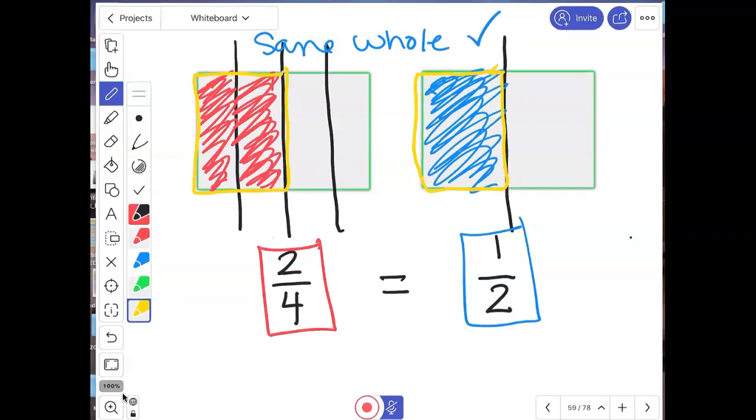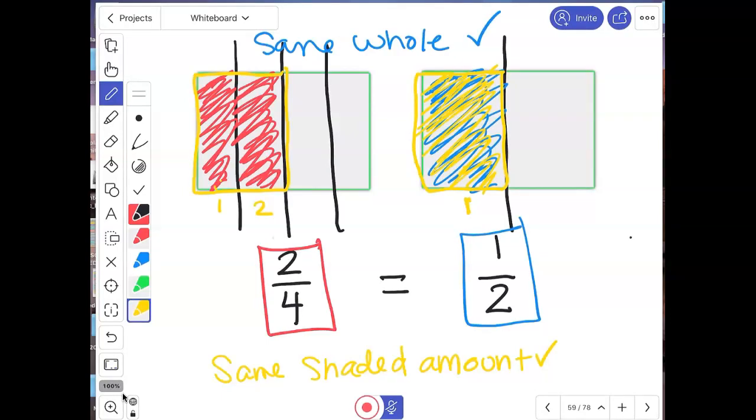In fact, if the technology would allow me, I could cut this piece out and move it over on top of that piece and see that they're exactly the same. So in this case, 2/4 is equivalent to 1/2 because it's the same whole and the same shaded amount. Even though this is 2 pieces and this is only 1 piece, it's still equivalent because this piece is twice as big as this piece. It's the same as 2 of them. Jot that down.